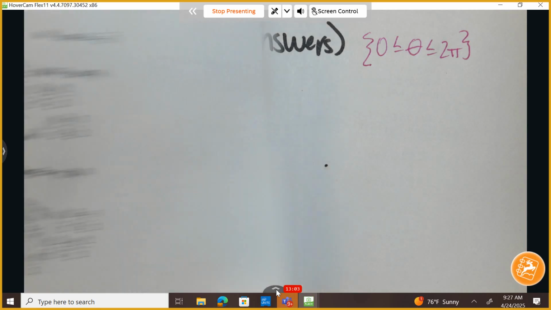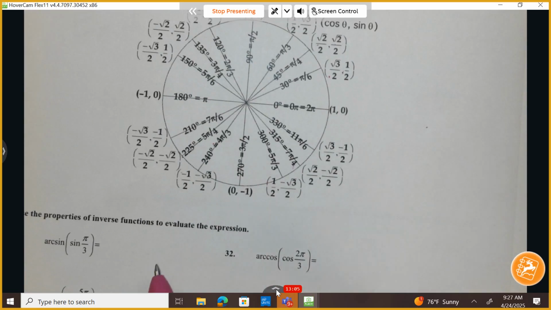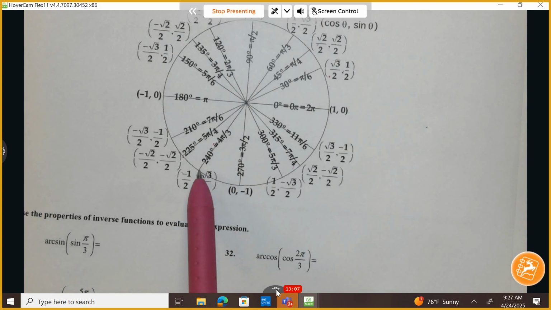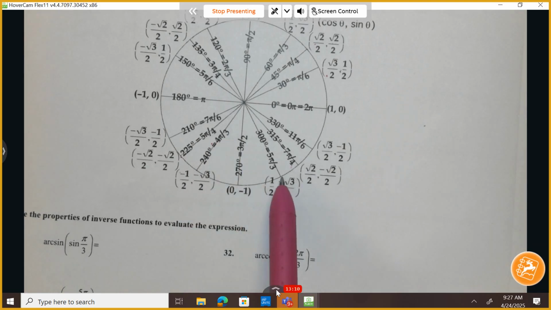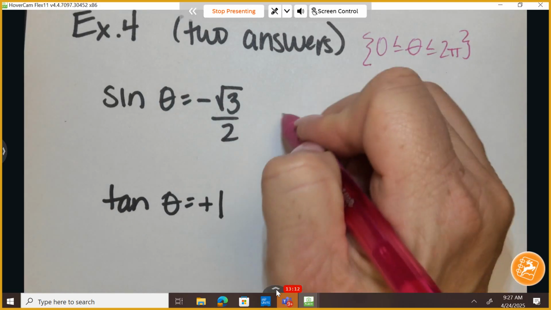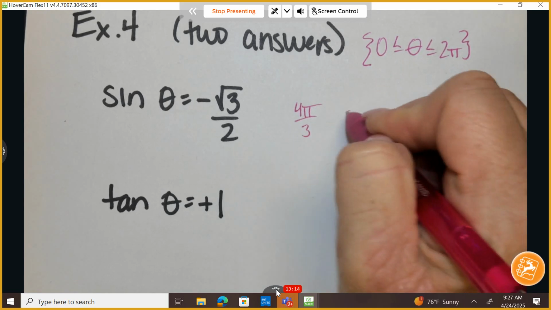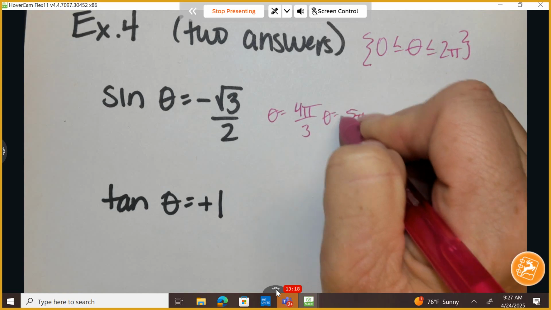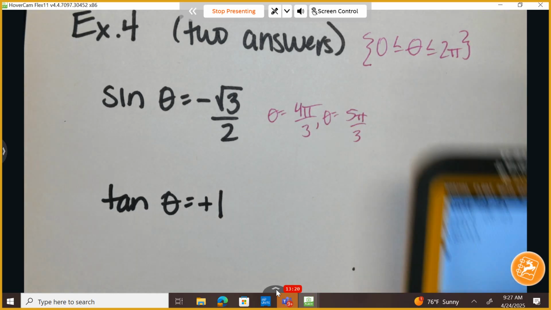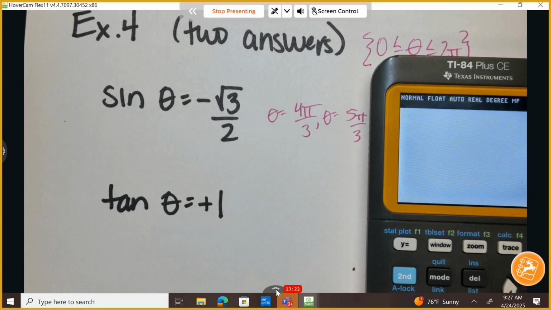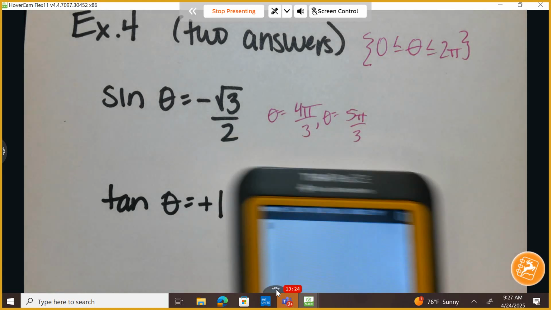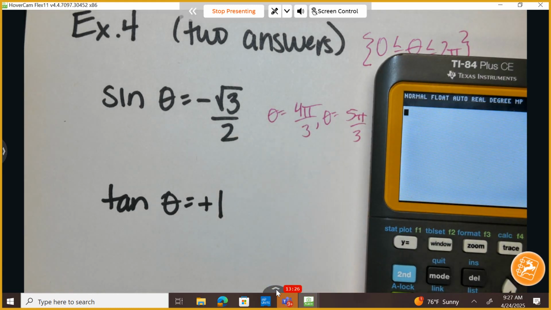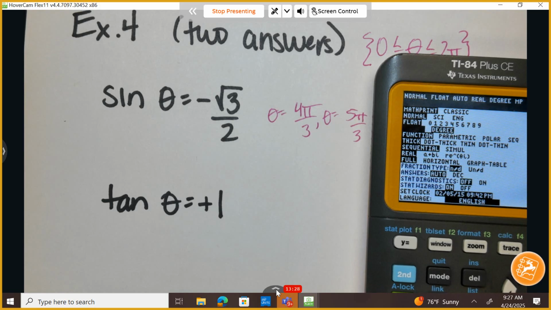So let's go back here and let's find out where the sine is equivalent to negative square root of 3 over 2. Right here at 4 pi over 3 and right here at 5 pi over 3. 4 pi over 3 and 5 pi over 3. I believe these are the two answers. Now, could I check that using this? Let's go ahead. Let's see. I'm working within radians, so let me just change this over here.